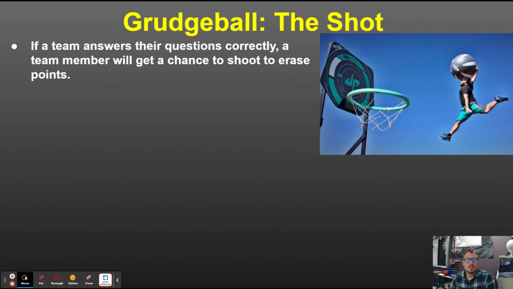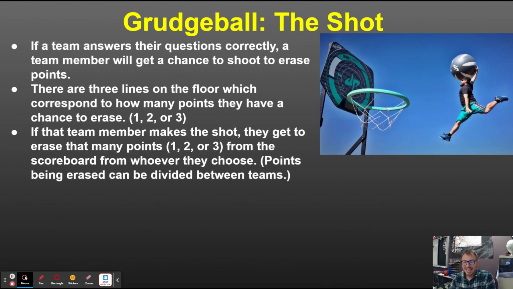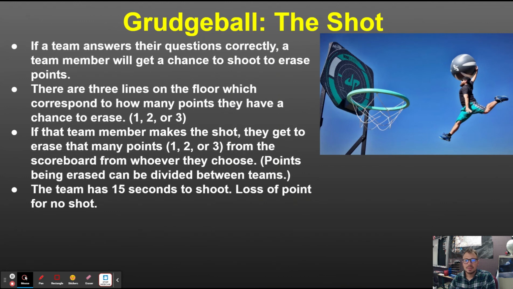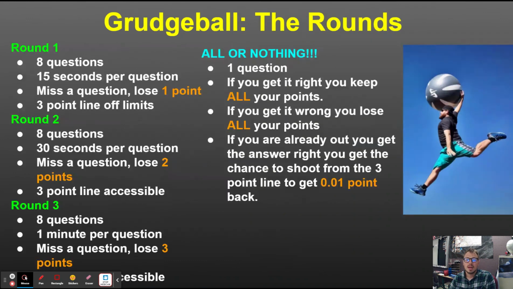So if a team answers their question correctly, a team member will get a chance to shoot to erase points. There are 3 lines on the floor which correspond to how many points they have a chance to erase: 1, 2, or 3. If that team member makes the shot, they get to erase that many points, 1, 2, or 3, from the scoreboard from whoever they choose. Points being erased can be divided between teams. The team has 15 seconds to shoot. There is no loss of points for no shot, so there is no penalty for missing. The same person cannot shoot the ball until everyone from that team has also taken a shot.